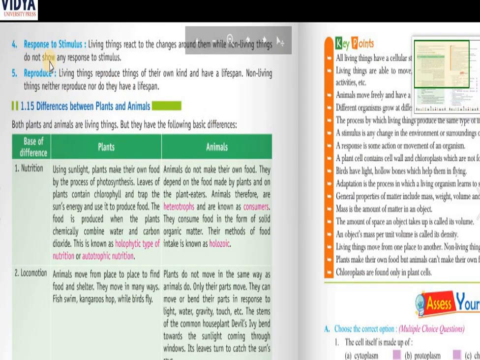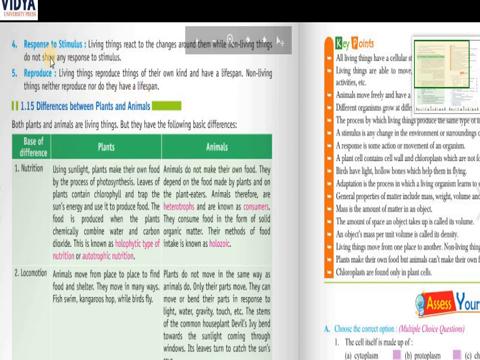Fourth, response to stimulus. Living things react to the changes around them, while non-living things do not show any response to stimulus. Reproduce. Living things reproduce things of their own kind and have a lifespan. Non-living things neither reproduce nor have a lifespan.